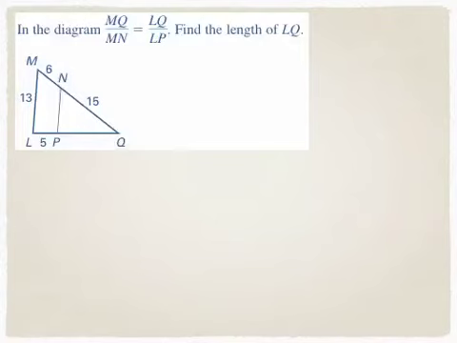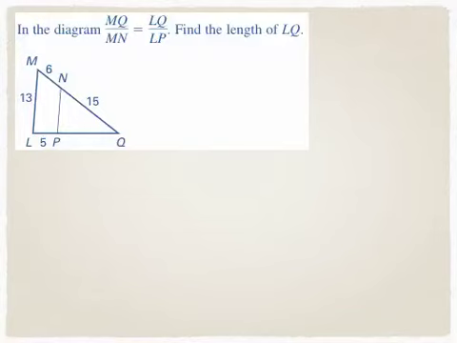This next example says in the diagram MQ over MN equals LQ over LP. Find the length of LQ. They've given us a proportion and we just need to plug in what information we have from the diagram. If you look at MQ, it would have a length of 21. If you look at MN, it has a length of 6.